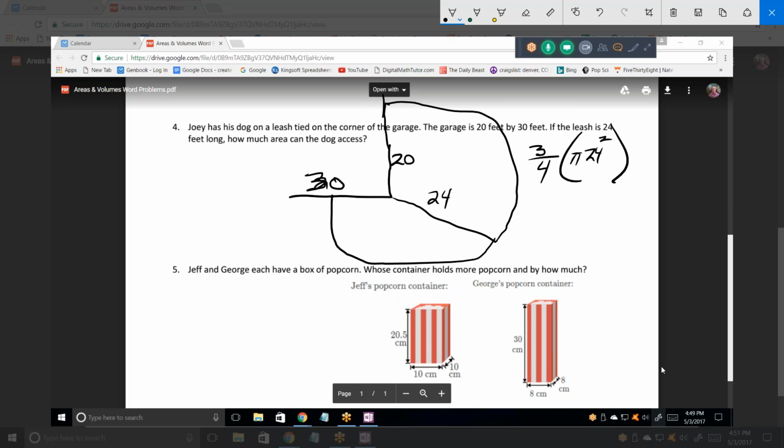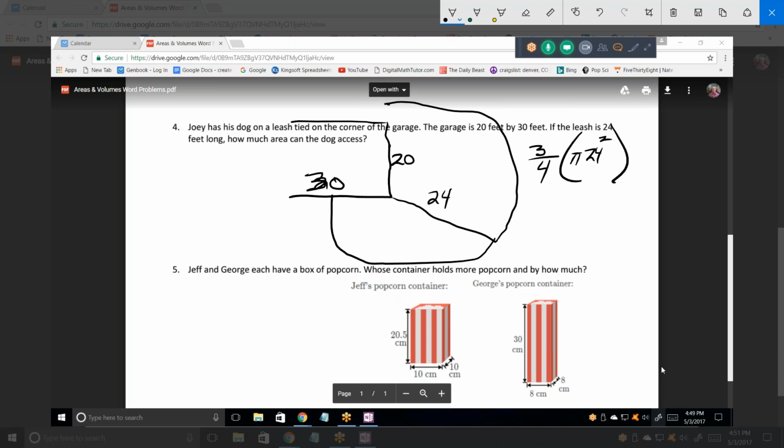Okay. 3/4 times. But here's where I think he screwed up. I don't think he intended it to be this way. And that is the 24-foot long leash goes beyond the corner of the garage. Yeah. So maybe he did mean it to be like that. Oh, no, they did. Trust me, they did, because we talked about it. Okay, good. So here's really the picture.